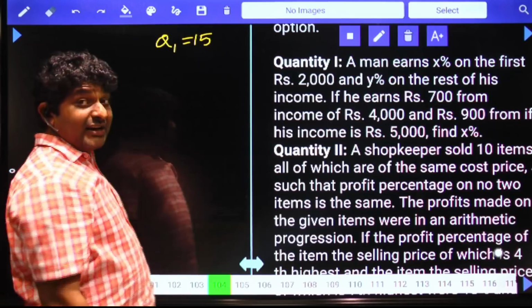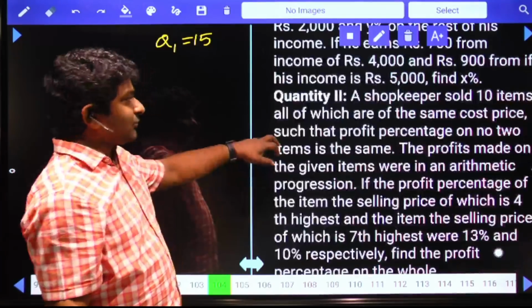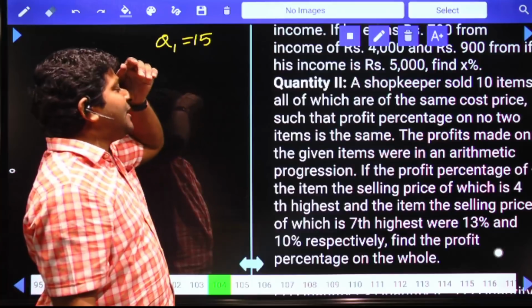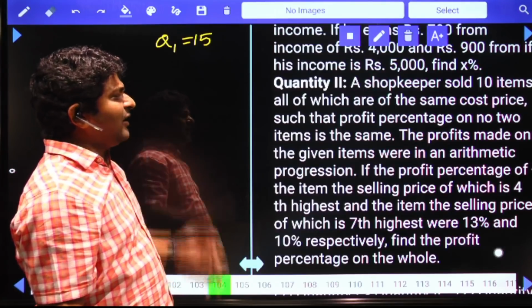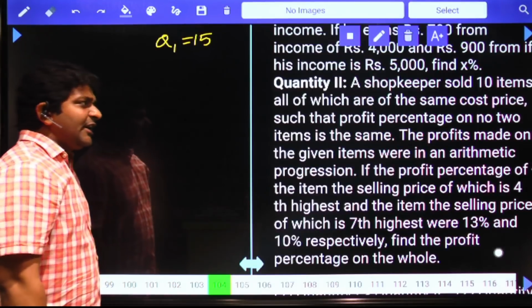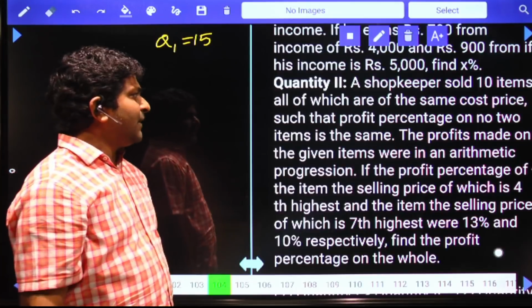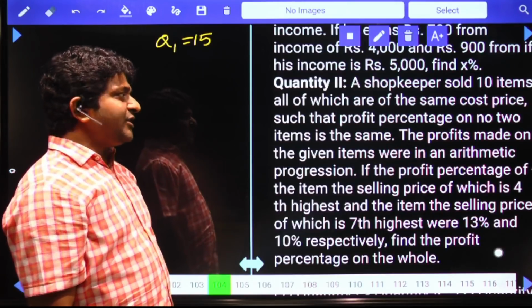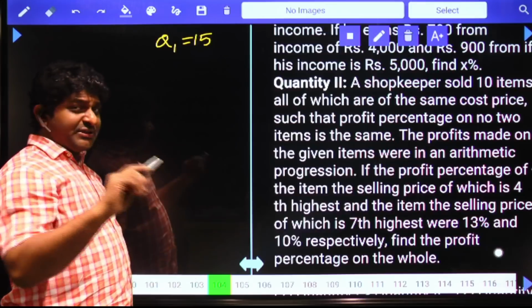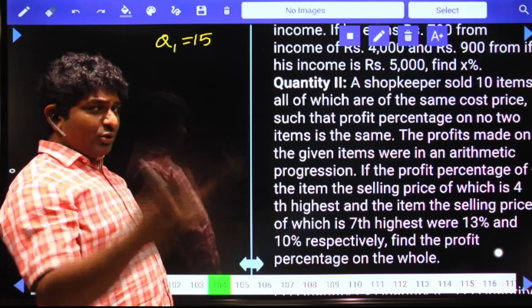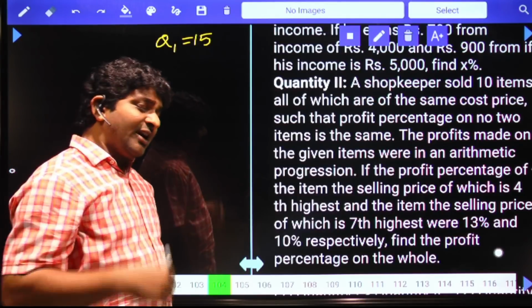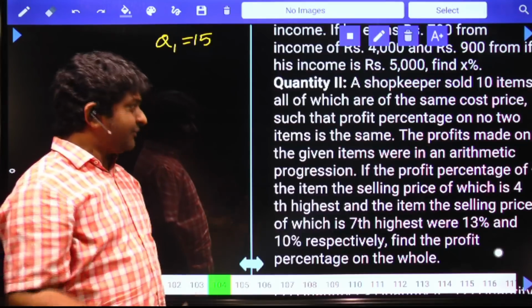Now, let's calculate the second one, Q2. A shopkeeper sold 10 items all of which are of the same cost price. 10 items ప్రతిదీ cost price same undi. Such that the profit percentage on no two items is the same. Profit percentage on no two items same అన్నారు.